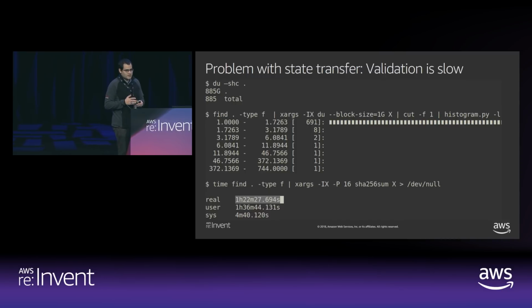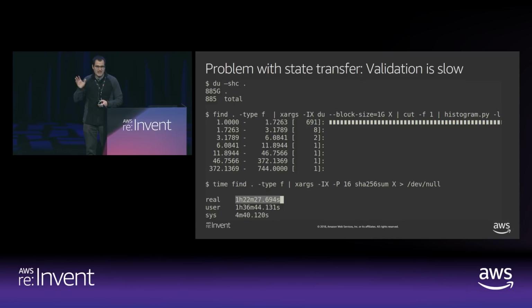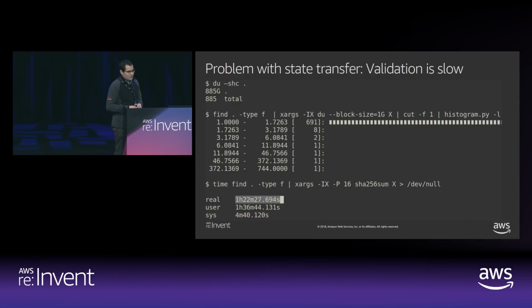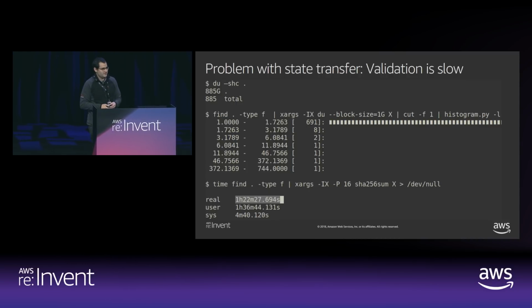And we're just trying to get a checksum of all the data. So if you just kind of naively parallelize on files, sprinkle a little bit of xargs on there, you can hash all your data in 1 hour and 22 minutes. Well, that's really slow, especially if we're trying to replace our instances in a few minutes. If each one takes 1 hour and 22 minutes to verify, we're going to be around here all year waiting for our data to verify.